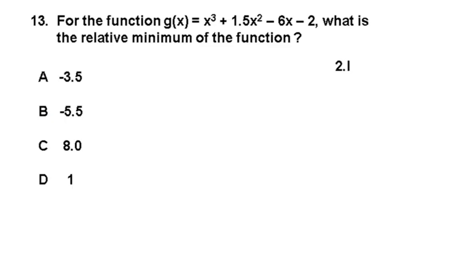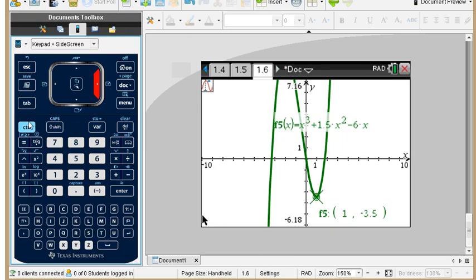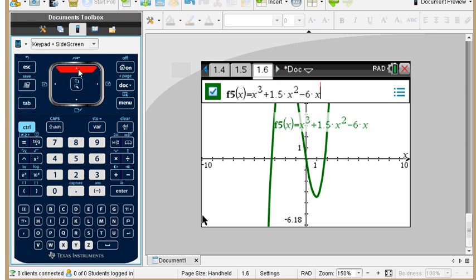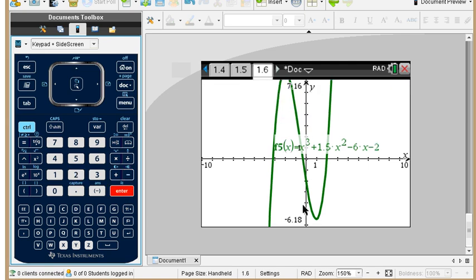13. Again, we have a similar problem to the one we graphed a bit ago, but I think we just have the -2 added. And so we're looking for the relative minimum of the function. And I think I remember from looking at that earlier what that would be. But let's just go back and do that so we have -2 just to be complete. And so here we have the graph.